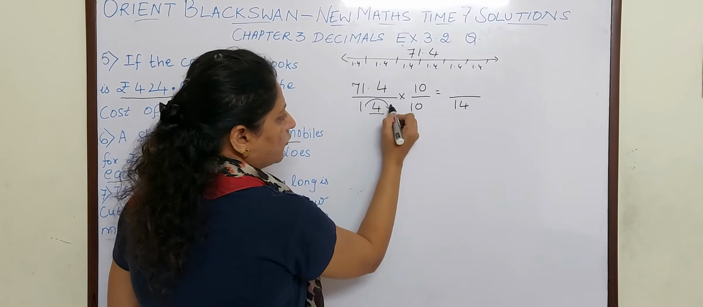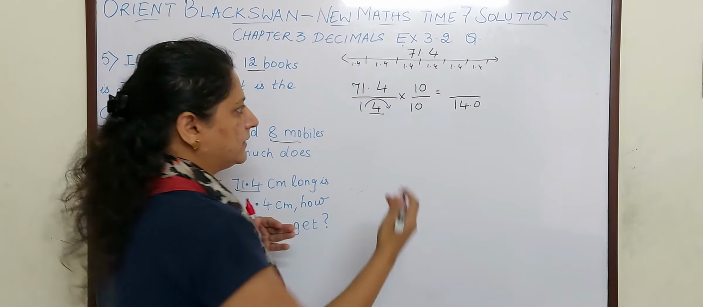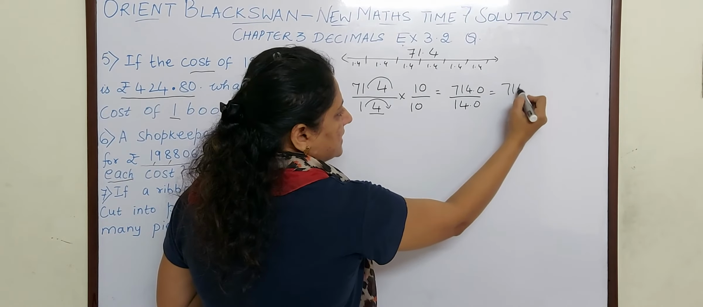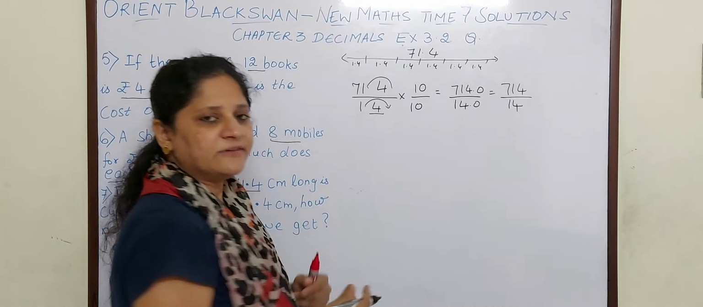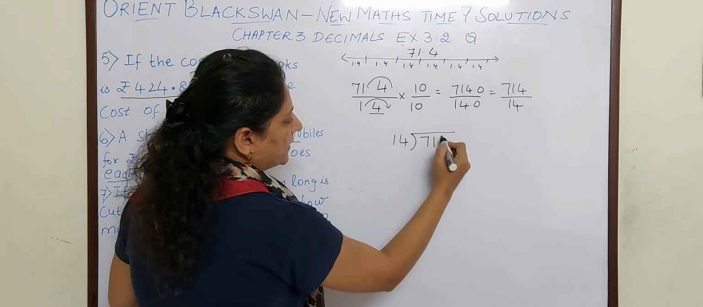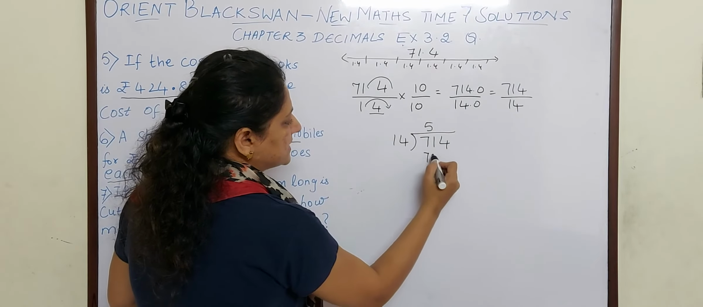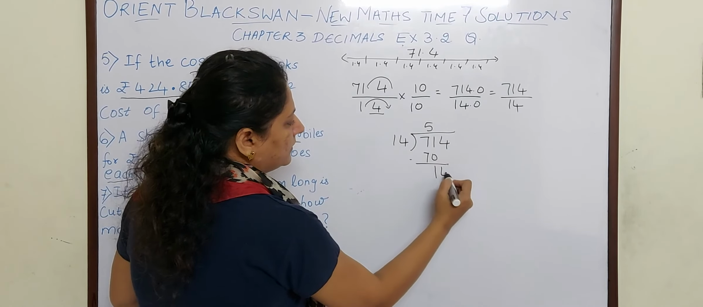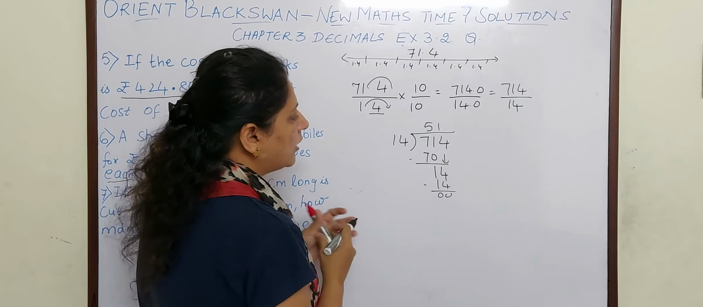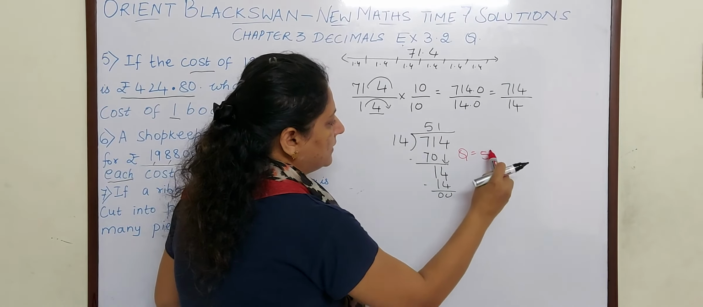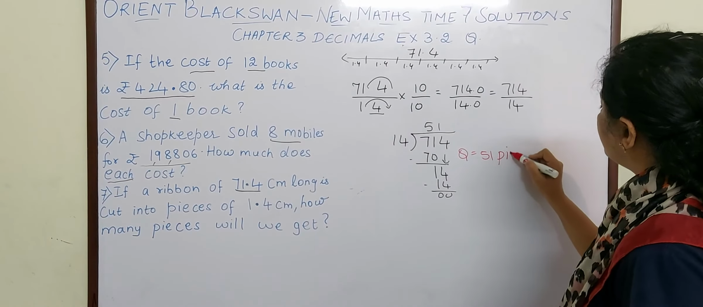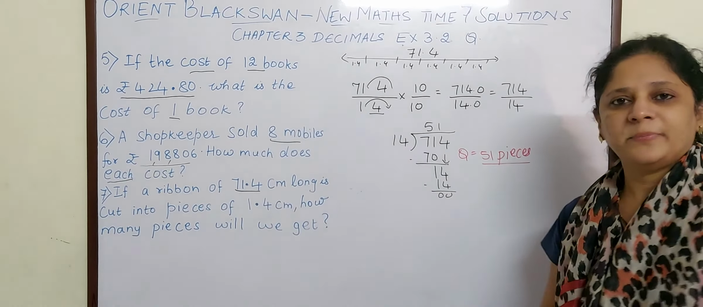So this becomes 14. 14.0 is nothing but 14. And this also comes to the end, 714.0. So this is nothing but 714 divided by 14. So let us divide this. 714 divided by 14. So 14 5s is 70. When you bring down 1 and then 4, 14 1s are 14. So you can see we have got the quotient as 51 pieces. So our answer is, how many pieces will we get? We will get 51 pieces.